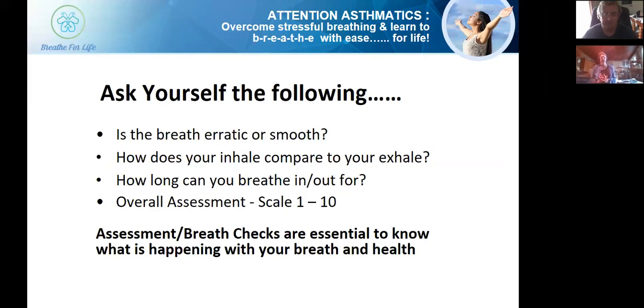So assessments are very important because they let you know what's going on with your breathing. Giving yourself breath checks throughout the day is another very important part of your training, because they will indicate your health. What they've found is when people have some kind of problems with their health or even diseases, their breathing actually starts to change. So by keeping an eye on your breathing, you're giving yourself a very important check. It's something you should always do, and I still do it decades later.